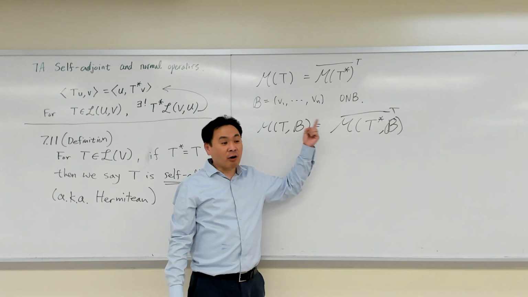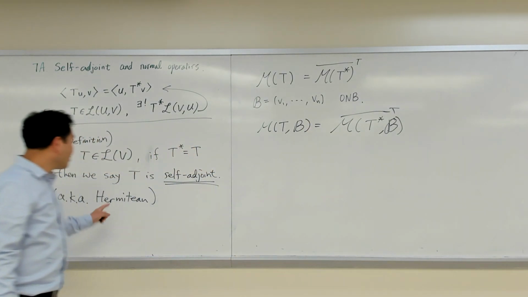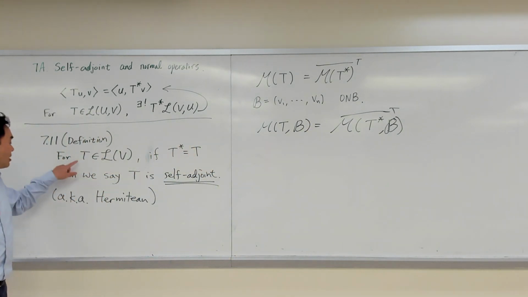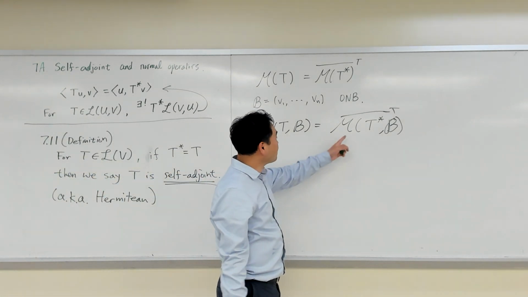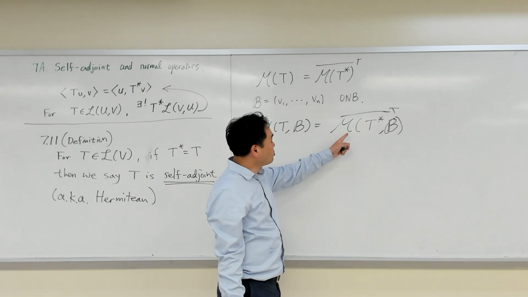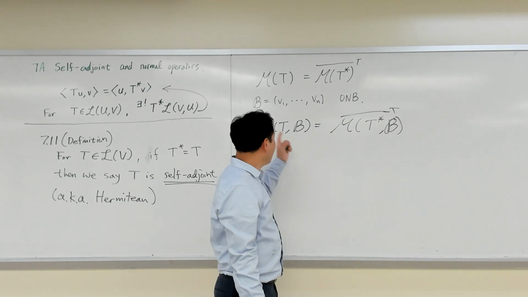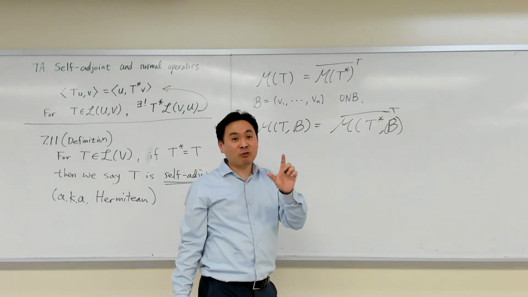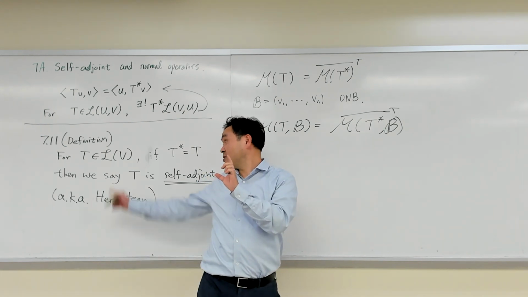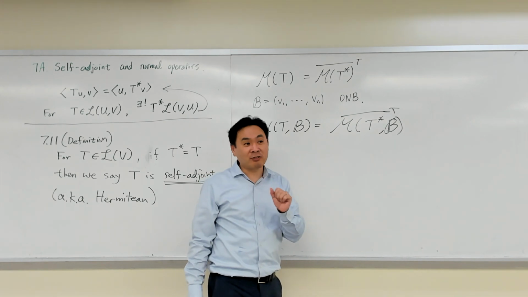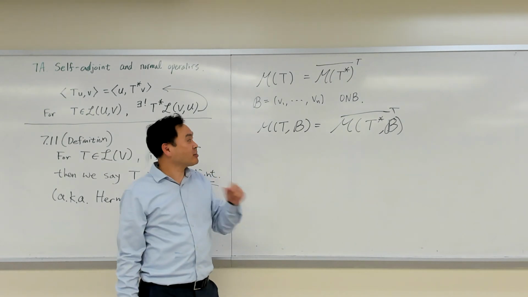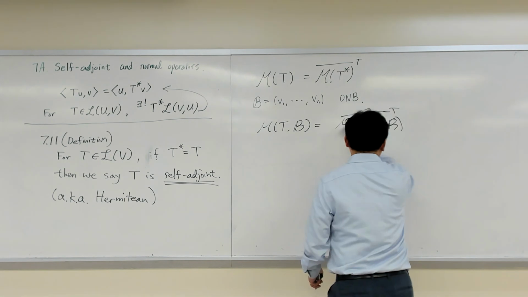Therefore, under this theorem, you can see that another way to say that a given operator is self-adjoint or Hermitian is this: if you write down the matrix for that operator under some orthonormal basis, then its conjugate transpose is equal to itself.